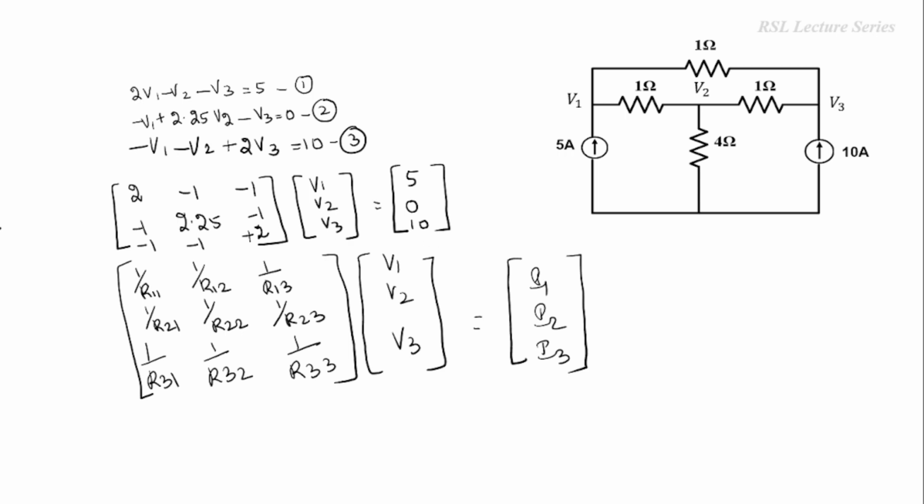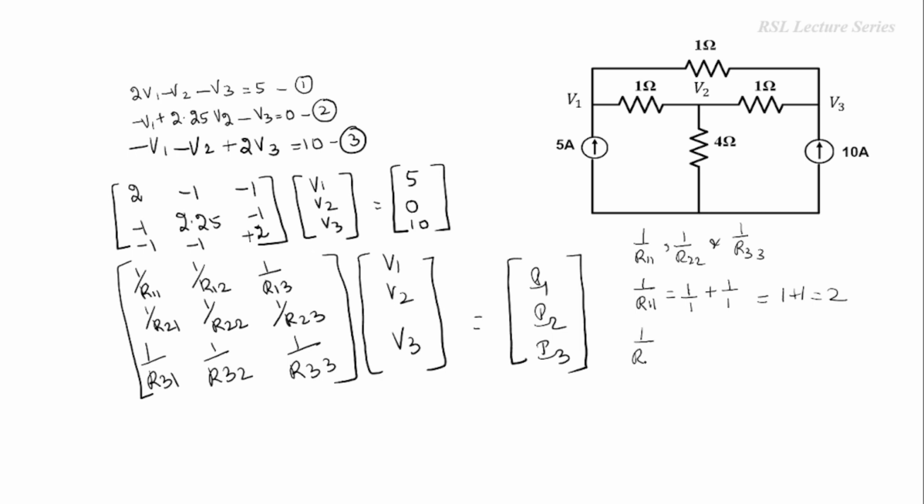So if you see here, the diagonal elements, that is 1 by R11, 1 by R22 and 1 by R33, are the sum of the reciprocals of the individual resistors connected with the nodes. For example, if you see node 1, in node 1 we have two 1 ohm resistors. So first we have to take the reciprocals of each resistor, that is 1 by 1, and add them together. We have 1 by 1 plus 1 by 1. So this will be 1 plus 1 equal to 2.